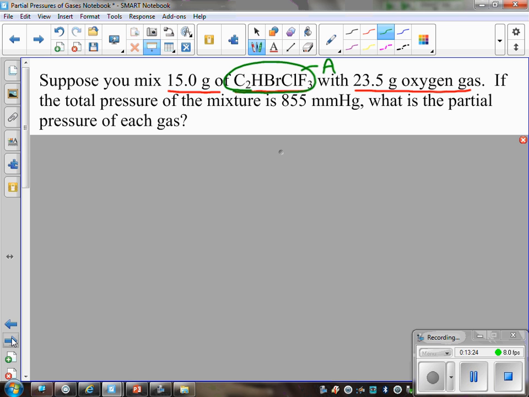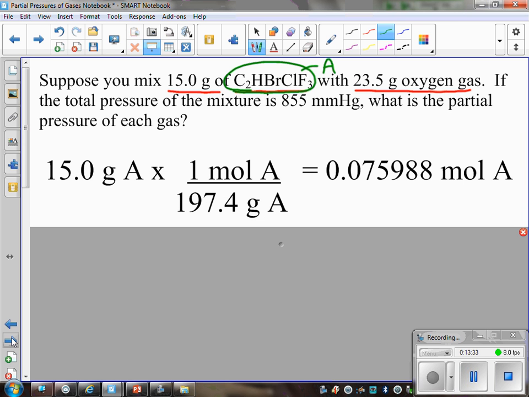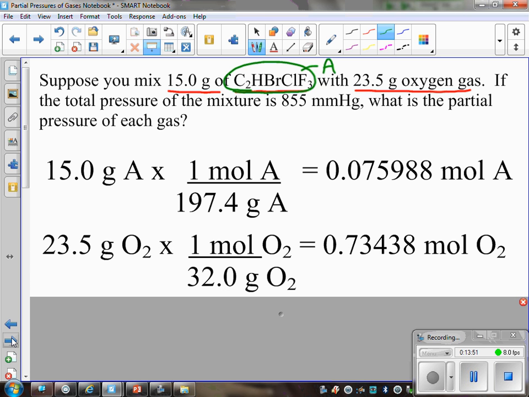So first job is going to be to convert both of these given values into moles. We don't want grams, we want moles. So pause the video and do that. All right, so our mole value for our A compound should be 0.075988. Please make sure you didn't overround. This is an intermediate answer. We need to keep it unrounded. Also check your molar mass. Should have had 197.4. For O2, the mole value is 0.73438 moles.